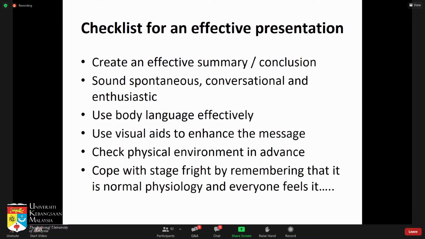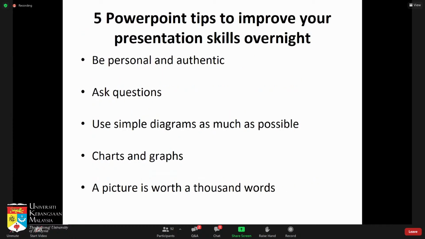Of course, create an effective conclusion. Do not read one by one. You have to be spontaneous. You have to be very conversational, very spontaneous with the audience. Show your enthusiasm and use your body language effectively, and any visual aid. Sometimes you're wearing a tie that is too tight, and your hands go to your throat all the time. So be yourself. Cope with the unexpected, expect the unexpected things, okay?